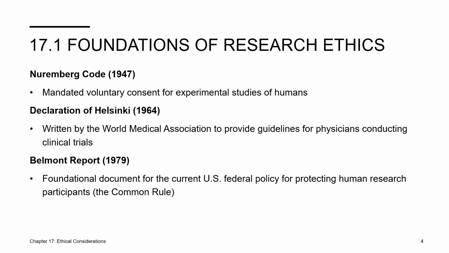Section 17.1 includes the foundations of research ethics. It includes some key sets of principles that have come up over the past several decades, really to enhance the importance of ethics in human research. The first one is the Nuremberg Code in 1947, and this mandated voluntary consent for experimental studies of humans. The second is the Declaration of Helsinki in 1964. This was written by the World Medical Association to provide guidelines for physicians conducting clinical trials.